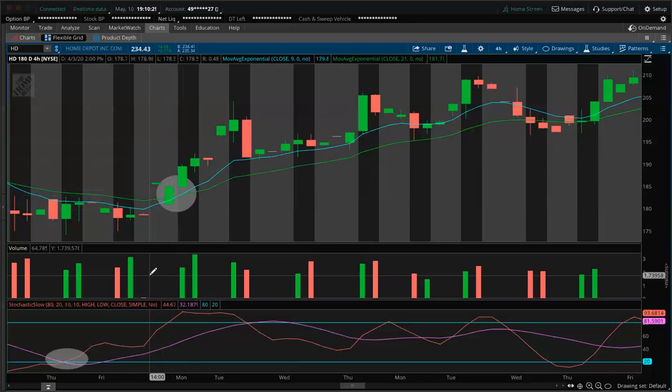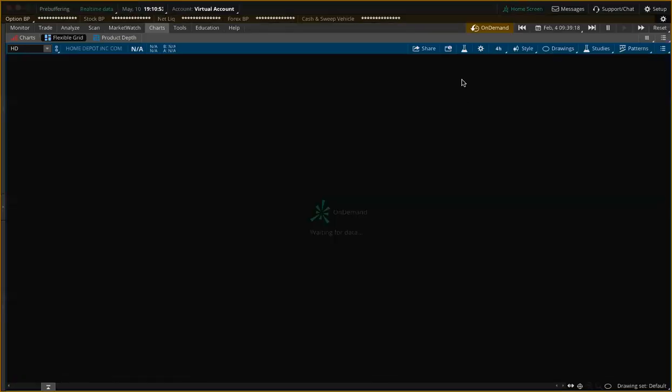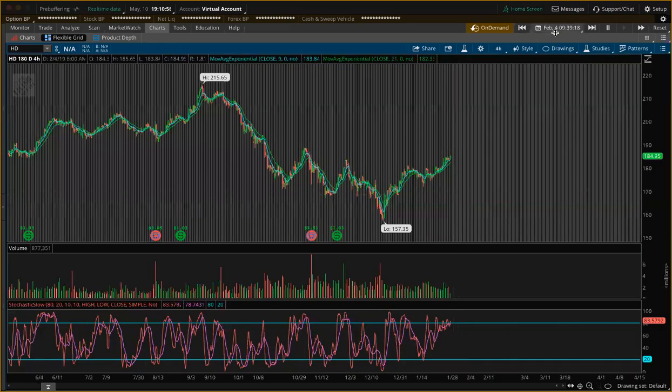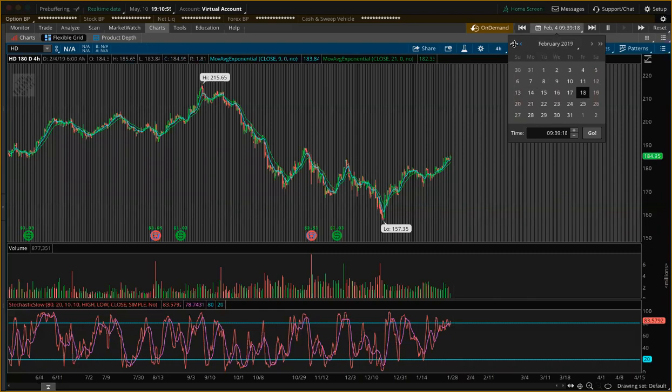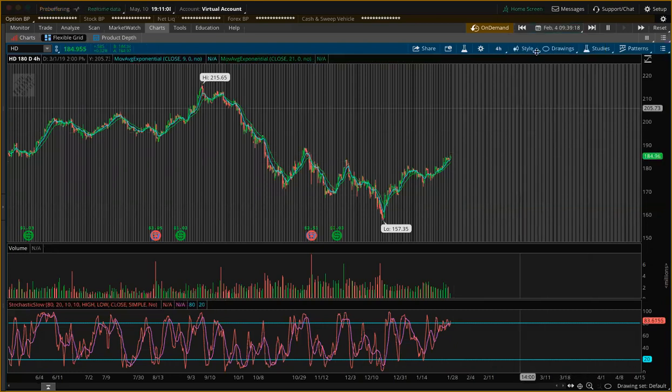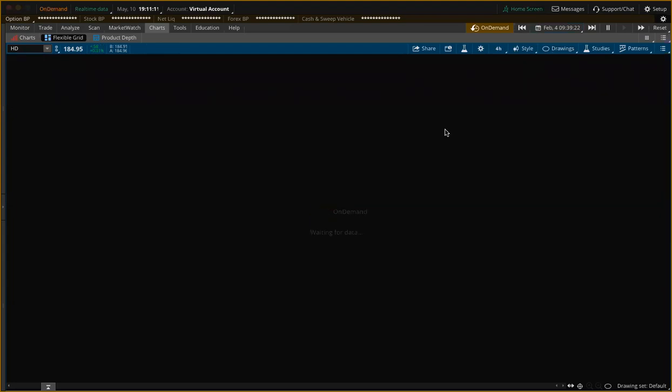Obviously, you have to back test your strategies first to see if they even work. I'm showing you guys this because I know this strategy works. So whenever you find new strategies that you want to apply to your trading, you have to first see if they work. What you can do is go to the on-demand feature of Thinkorswim. You can go back however many days you want, months, even years. Look, I'm going back to January 2017 on Friday at 9:39. All I got to do is press go, and it'll show me what happened that day.